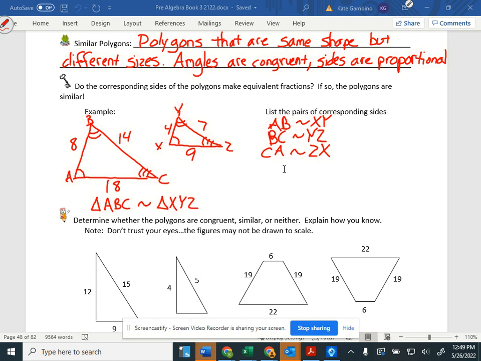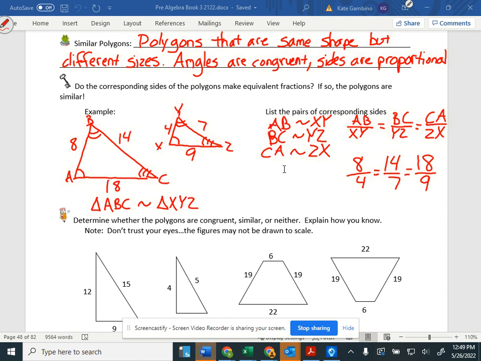And what we could do is we could put it in our proportions. We could say AB over XY equals BC over YZ, which equals CA over ZX. So if we put the numbers in, 8 over 4 equals 14 over 7 equals 18 over 9. That's how we know they are proportionate. We find the proportions of our sides.